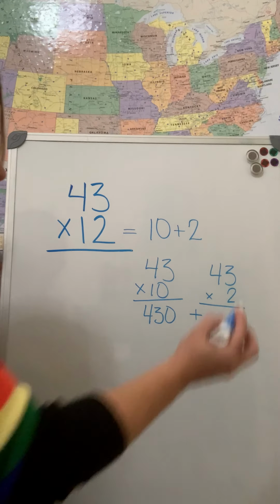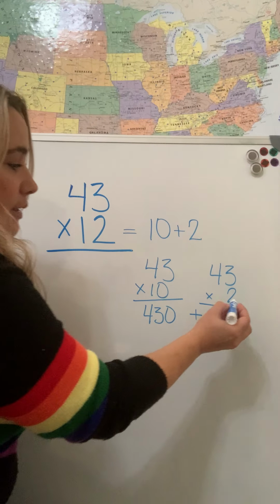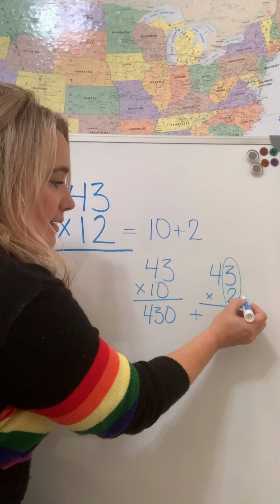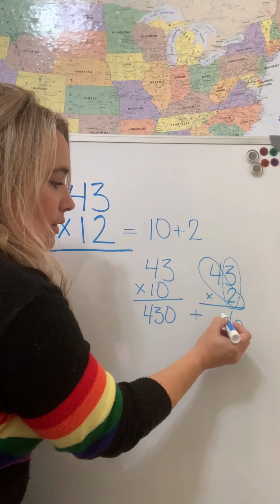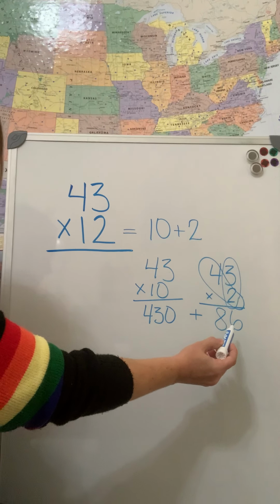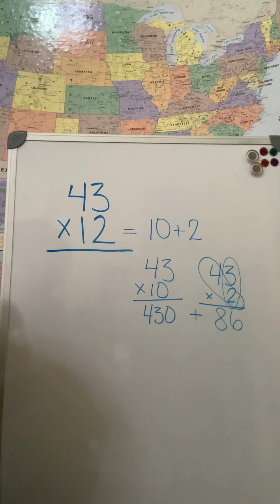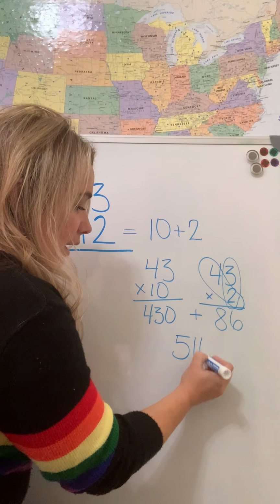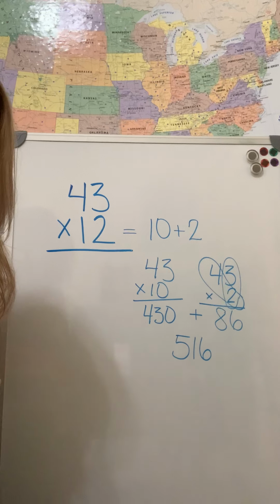And if we multiply 43 by 2, we're going to do 3 times 2, which is 6, and then 4 times 2, which is 8, and we'll get 86. Now if we add 430 plus 86, we come up with the answer of 516.